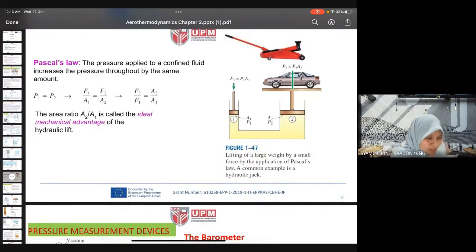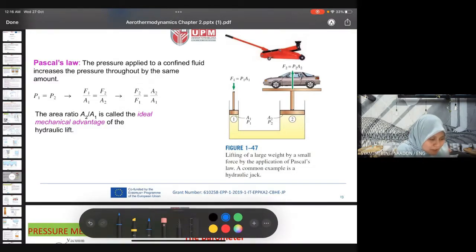Pascal's law: the pressure applied to a confined fluid increases the pressure throughout by the same amount. It means that when Pascal's law says the pressure applied to a confined fluid, for example like this, a confined fluid, increases the pressure throughout by the same amount, then P1 equals P2.